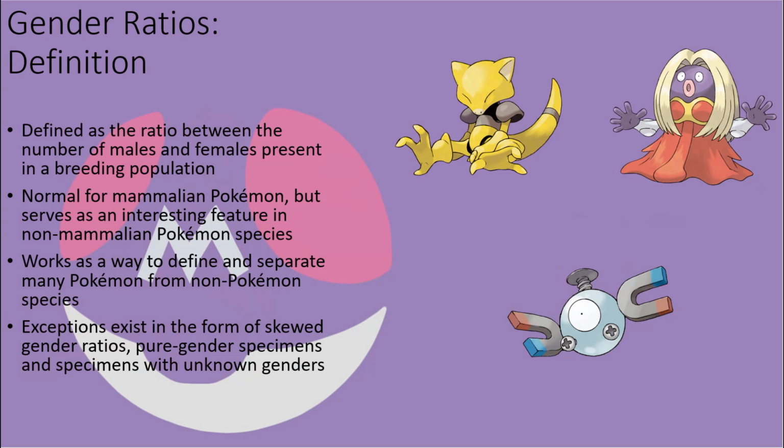However, this is not to say that this is the case with all Pokemon, and it is here that we can investigate further and focus on the three major exceptions to this rule, namely skewed gender ratios, pure genders, and Pokemon whose genders are unknown.